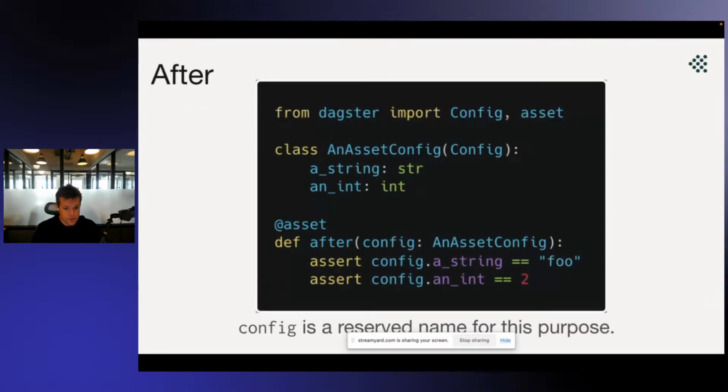Now with this new system, what you do instead is inherit from a class that you import from Dagster called Config. And you can just write a plain old Python class. And then you can just make it a parameter on your asset. The config keyword is special for this purpose. If you have a parameter named config, it is treated as config. And then you can just code against that directly, and you get type aheads in your editor and whatnot. And this is just a ton less boilerplate.